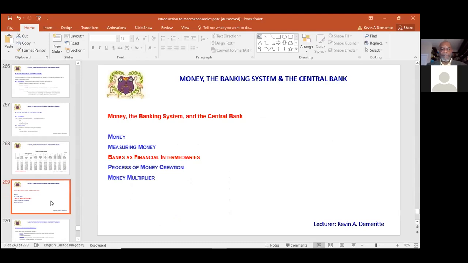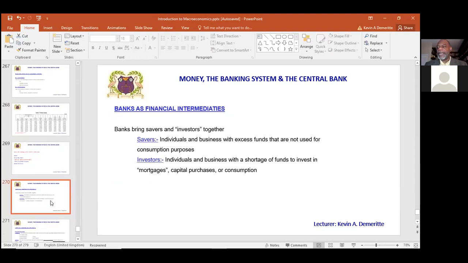Now, how do banks do what they do? Banks as financial intermediaries, even for those of us who work with banks, sometimes we don't get as clear an image of the overall process because we're focusing on our own particular activity, our own particular job, our own particular function. So let's start with the basics.